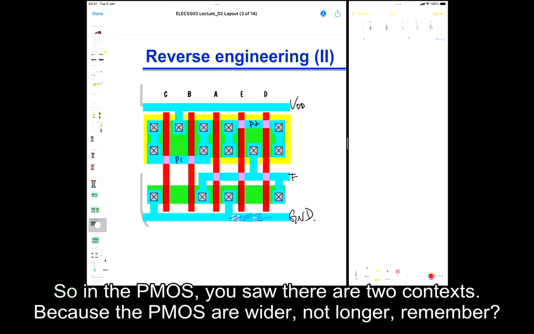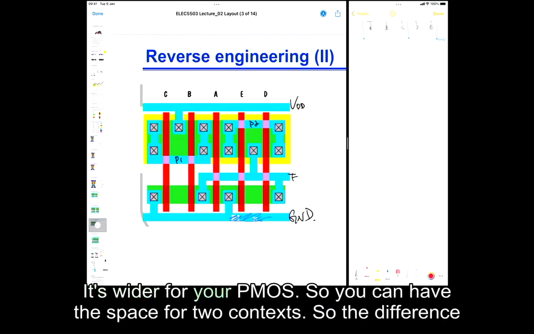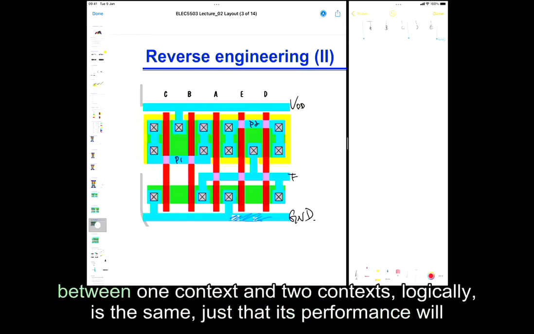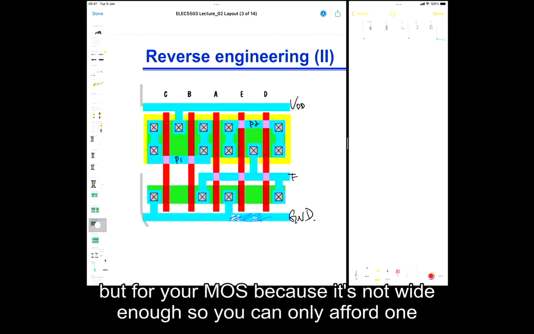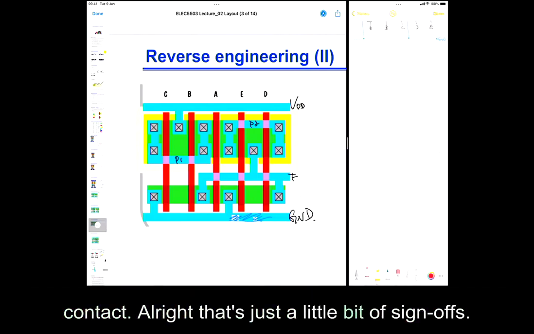Just a little bit of note. So in the PMOS, you saw there are two contacts, right? You can afford, because the PMOS are wider, not longer. Remember, it's wider for your PMOS, so you can have the space for two contacts. So the difference between one contact and two contacts, logically, is the same. Just that its performance will be different. Okay. So as long as you know they are connected, it's fine. But for your NMOS, because it's not wide enough, you can only afford one contact. All right. That's just a little bit of side notes.